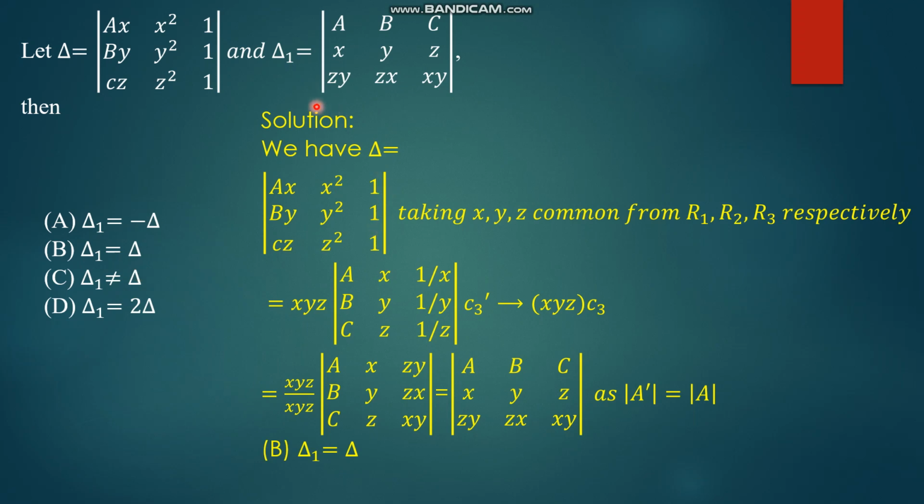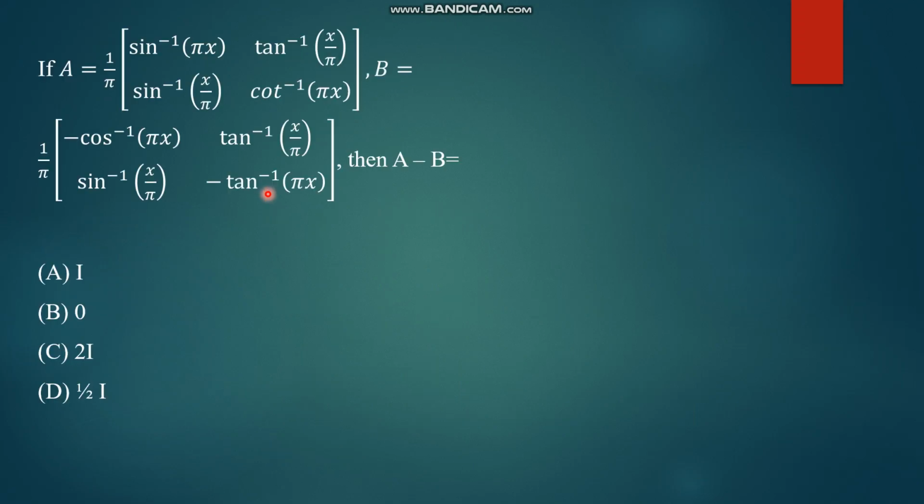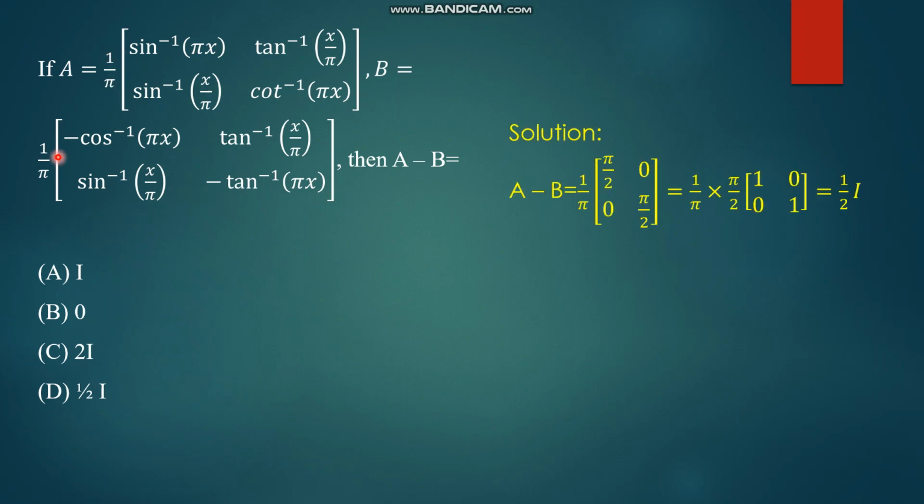Here we just have to use the property and be careful while using the property. Now, next question, if A is equal to 1 by pi into some matrix and B is 1 by pi into some other matrix, then A minus B. Now, here A minus B is very simple. As you can see, 1 by pi is outside. Sin inverse x by pi minus, minus cos inverse x by pi.